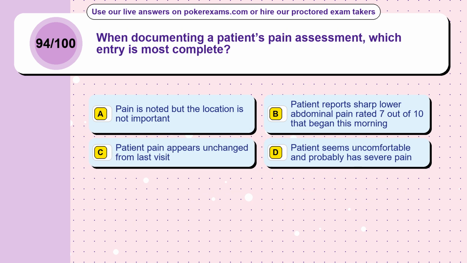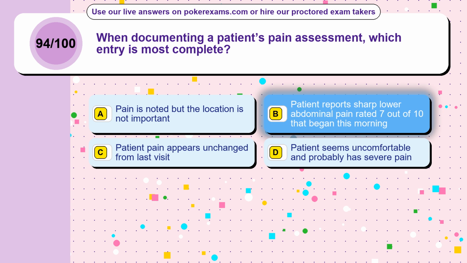Question 94. When documenting a patient's pain assessment, which entry is most complete? Option A. Pain is noted but the location is not important. Option B. Patient reports sharp lower abdominal pain rated 7 out of 10 that began this morning. Option C. Patient pain appears unchanged from last visit. Option D. Patient seems uncomfortable and probably has severe pain.